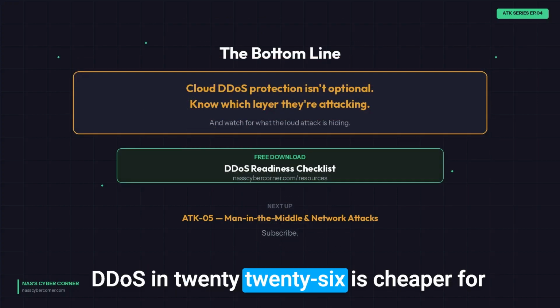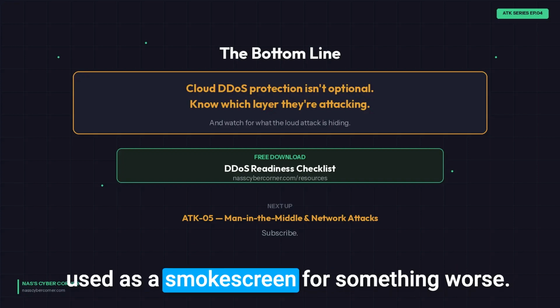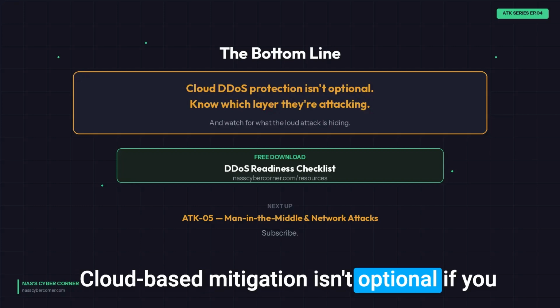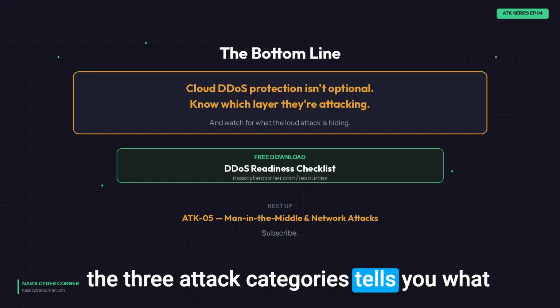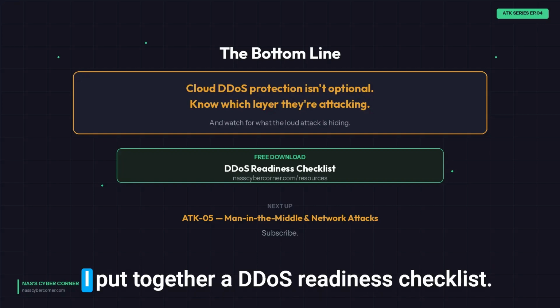DDoS in 2026 is cheaper for attackers, harder to defend against, and often used as a smokescreen for something worse. Cloud-based mitigation isn't optional if you have public infrastructure, and knowing the 3 attack categories tells you what defenses actually apply to your risk.